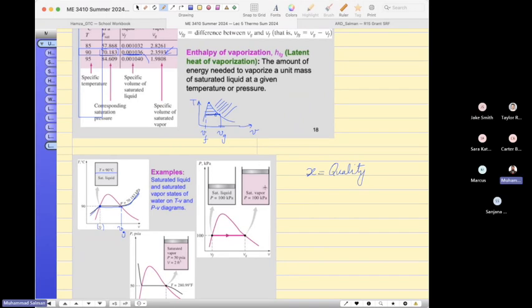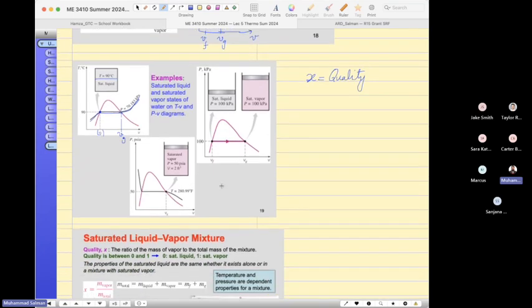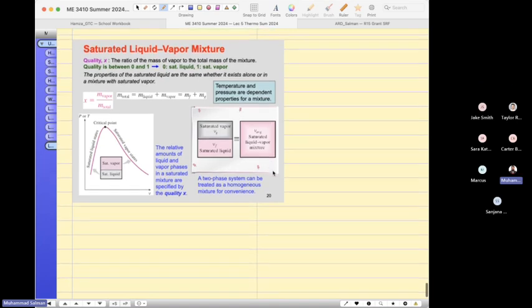No, we do not see the quality. Quality only occurs inside the latent heat region. So if it is very close to the vapor line, it is the quality: mass of vapor divided by the total mass. Total mass includes the liquid mass and the vapor mass. This does not occur inside the superheated region.